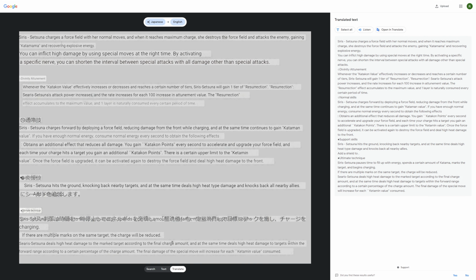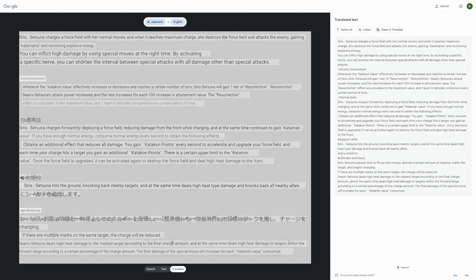So SIRIS charges a force field with her normal moves, and when it reaches maximum charge, she destroys the force field and attacks the enemy, gaining and recovering explosive energy. So I'm assuming she shoots, and as she shoots, this force field explodes and it does damage while also recovering energy. I don't know if it's separate energy for a kit or maybe energy for her ultimate, but we'll see.